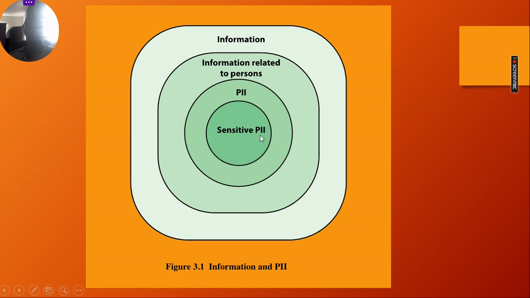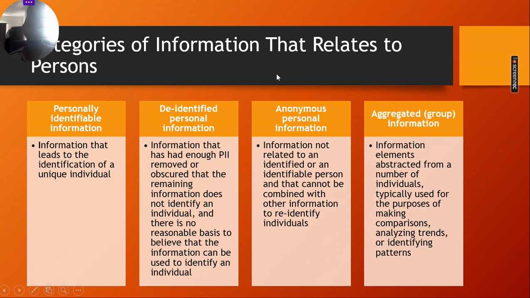So you can see the sensitive one is inside. You can call it a subset of the entire information. Now let's move on quickly. Now we have what we call categories of information that relates to a person. We have personally identifiable information. That's information that leads to the identification of an individual, every different unique individual. It is information that we can use to identify various people, and who they are and where they are from.